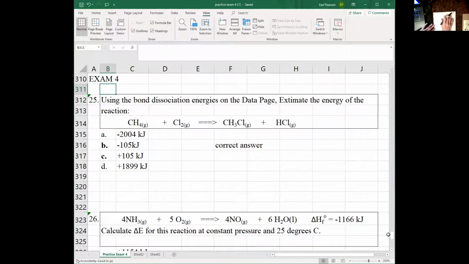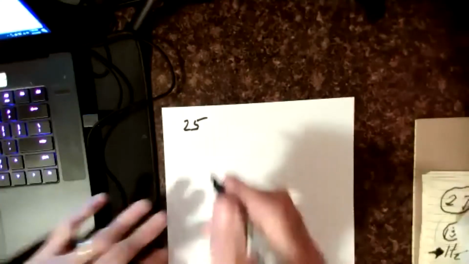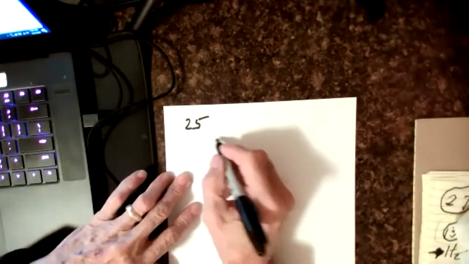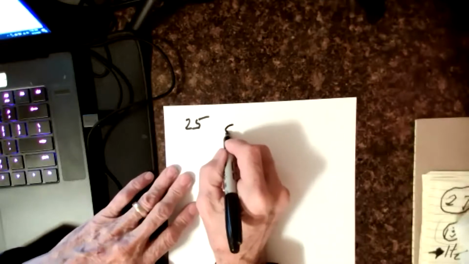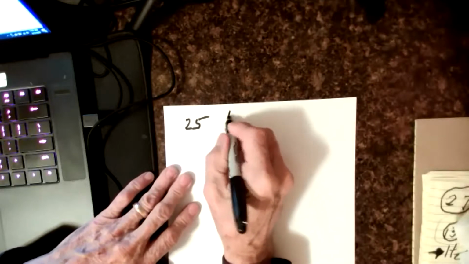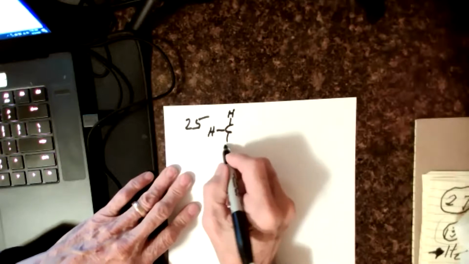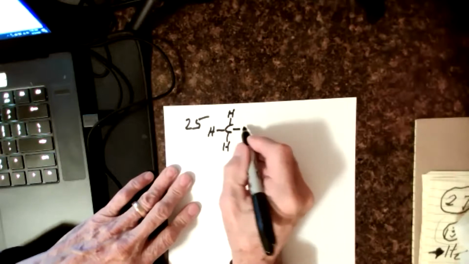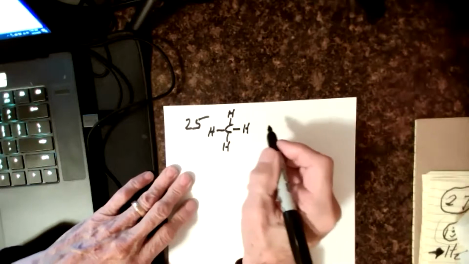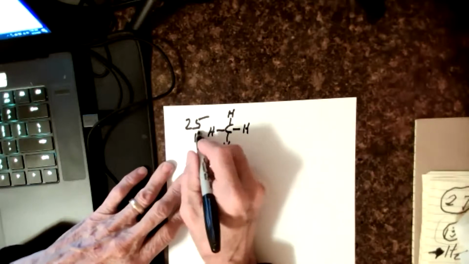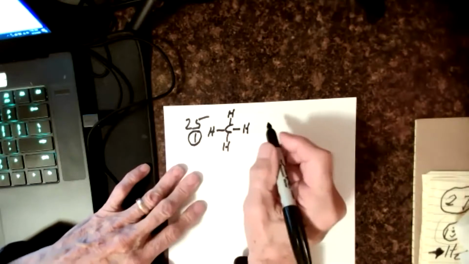Okay, and now number 25. All right. We're going to do a bond dissociation energy, and we got CH4. So we're going to know how it's bonded. CH4, carbon needs 4 bonds and hydrogen needs 1. So that has to be the bonding structure of CH4, and I've got 1 of them in the reaction.